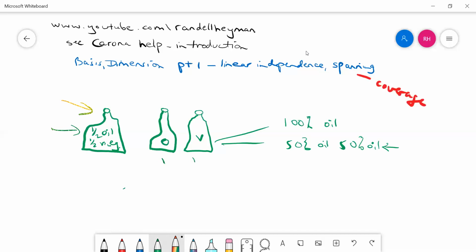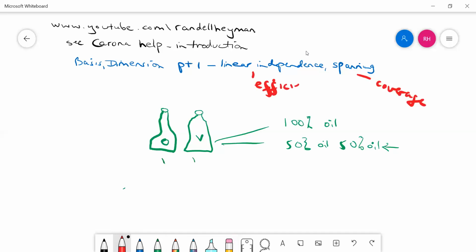So let's just rub that one out. If we now get rid of this, we can see that we've only got the two, and that would be linearly independent. So linear independence is really a concept about efficiency, if you like. It's inefficient to have this extra bottle. We just don't need it.